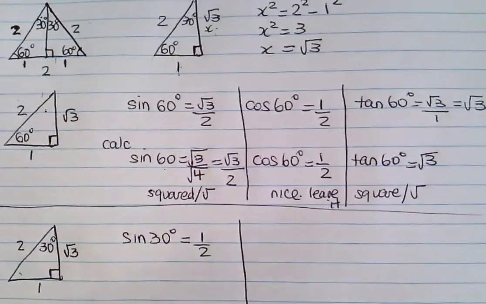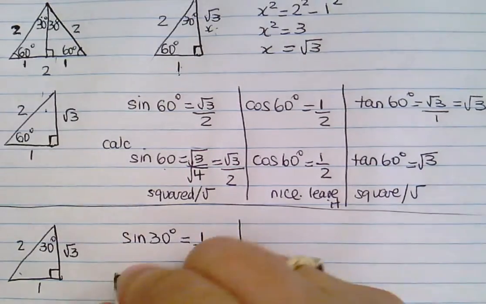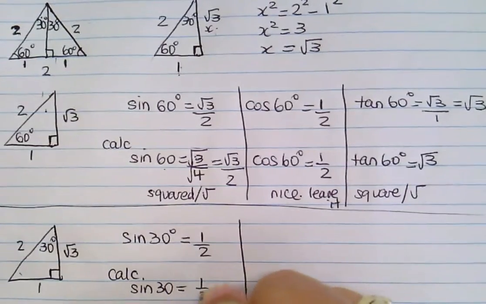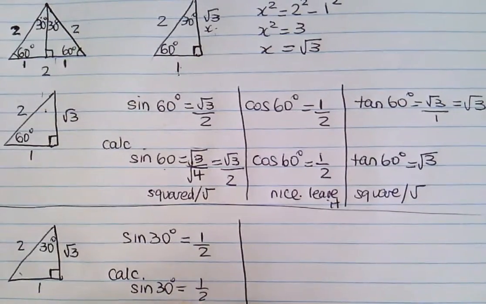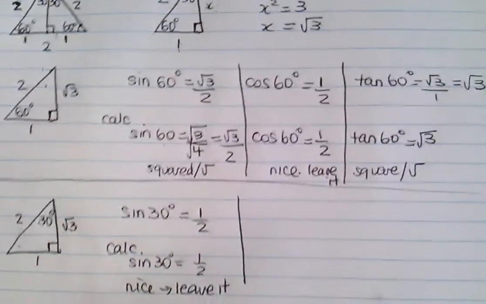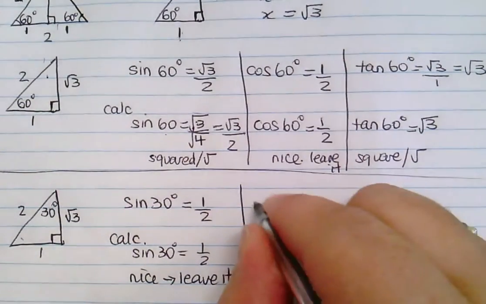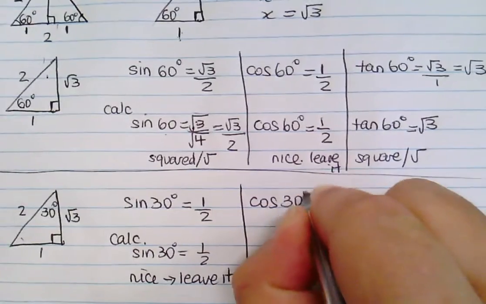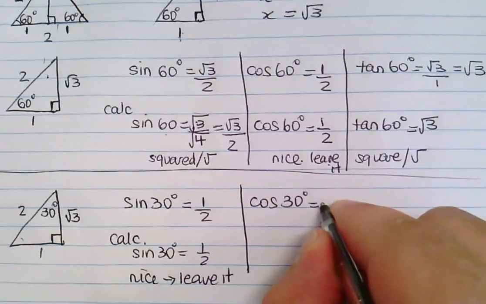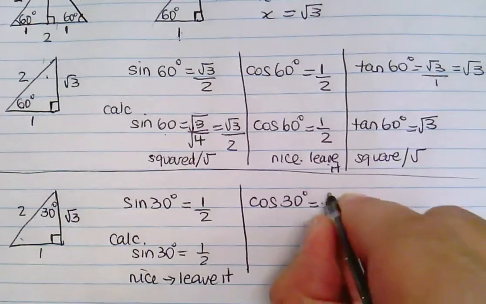Right? So sine 30 is a half. If you do it on your calculator, you get sine 30 is a half. Leave it. It's nice. Leave it. Got it? Next, cos of 30 degrees. Cos of 30, what have you got? Root 3 on 2.